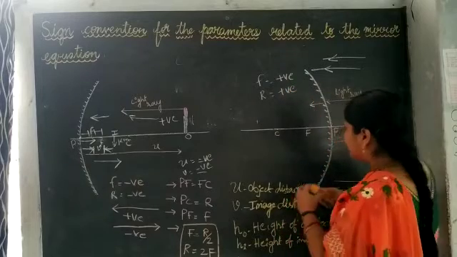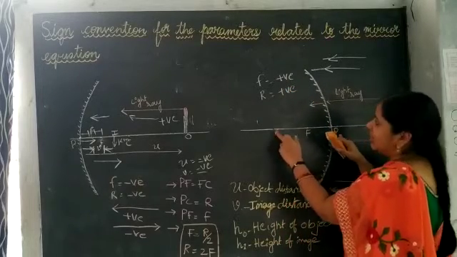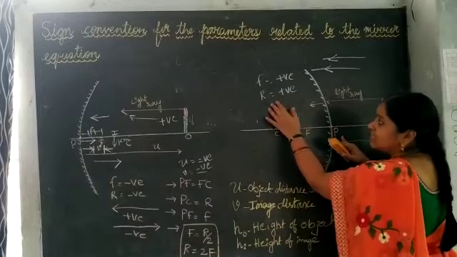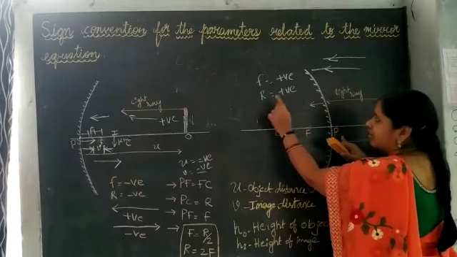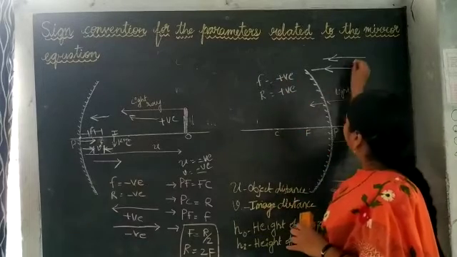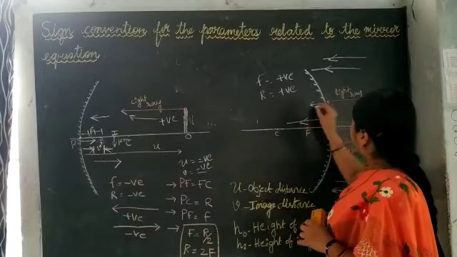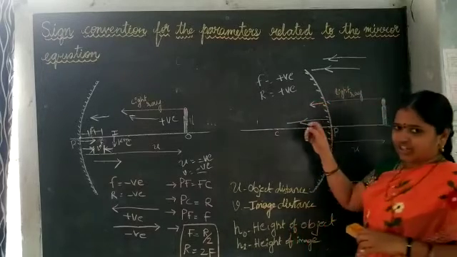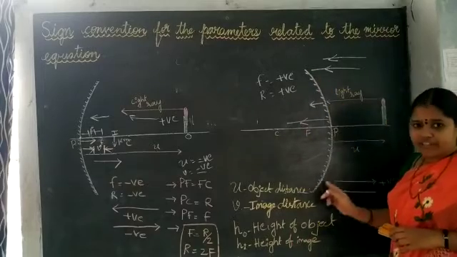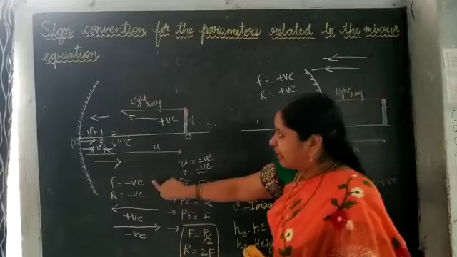What is R? The distance between pole and center of curvature is known as R. Radius of curvature between P and C is named as R. So these two are positive because we are measuring from pole, and light ray is also incident in the same direction. That's why these two are positive for convex mirror and negative for concave mirror. Don't get confused.